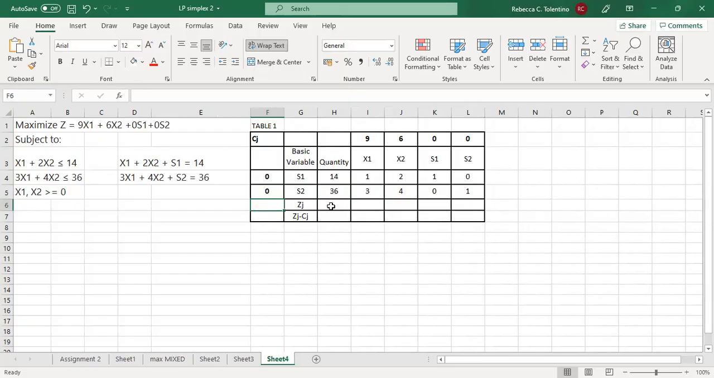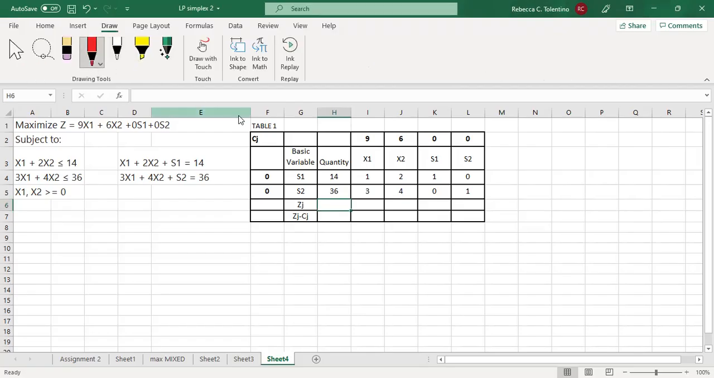So the next step would be to compute the C sub j entry. The formula here is, for this particular entry, let me just write it. The entry here is 0 multiplied by 14 plus 0 multiplied by 36. Whatever the sum is, that's what you will enter here. Ganun yung process. For the next cell, ganun din. It's going to be the left-hand side multiplied by the entry in that column, then you add them all up. That is what you will enter in C sub j.